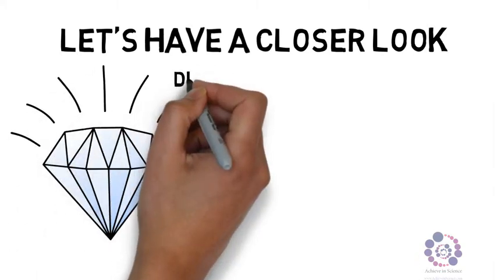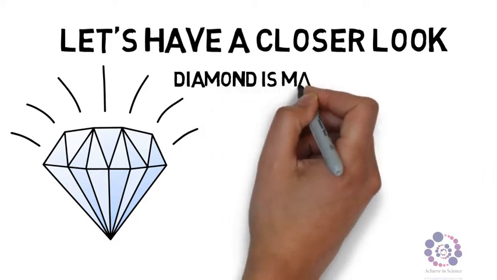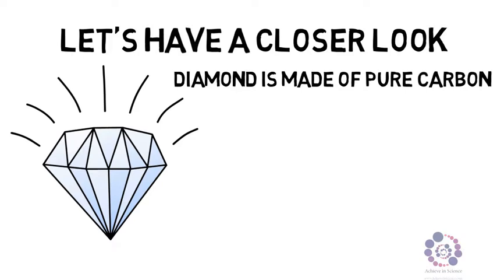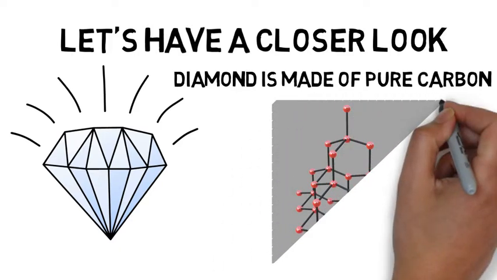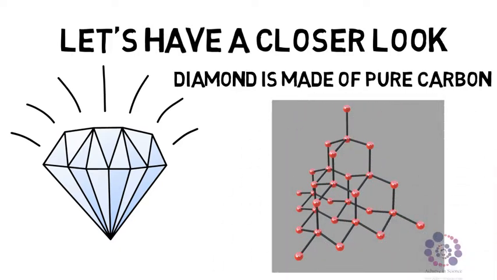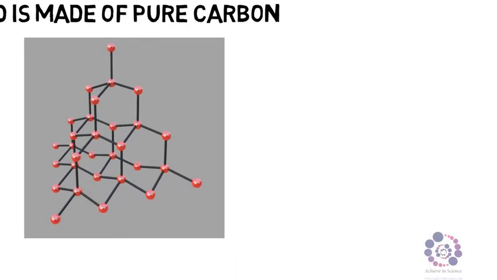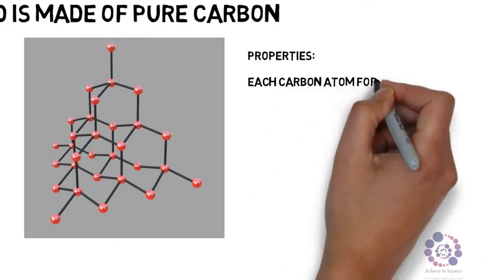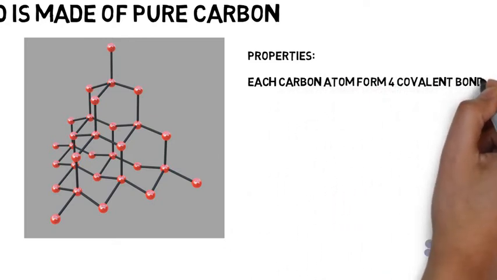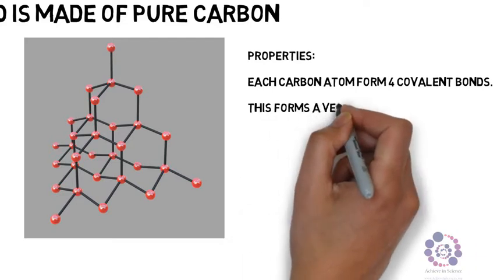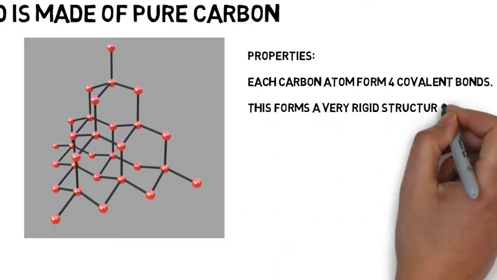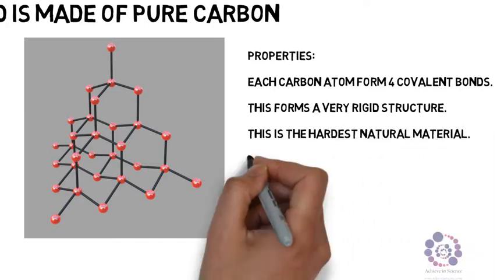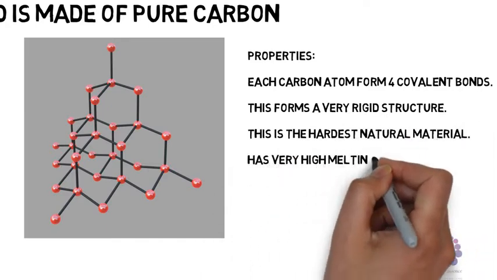Diamond is in fact made of pure carbon. If we look at its chemical structure, we can see that it is made up of 4 carbon atoms covalently joined to each other in this pattern as shown on the screen. It forms a very rigid structure. Diamond is in fact the hardest natural material with a very high boiling point and melting point. It doesn't conduct electricity. Due to its hardness, it is able to be used for things like drill tips.